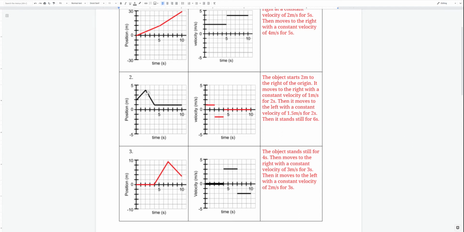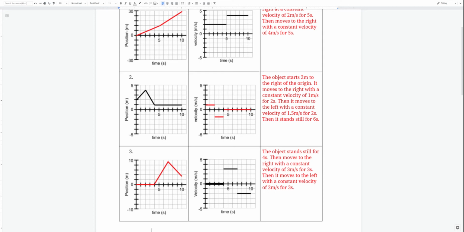Then the next 2 seconds from 2 to 4, it goes 3 meters in the negative direction in 2 seconds. So if we divide them, 3 divided by 2 gets us 1.5 for our velocity. So our velocity is 1.5 meters per second to the left, which is negative on our velocity time graph. Then for the last 6 seconds here, just the slope is 0. So that means it's standing still. The velocity is 0. So we just put a line right at 0.